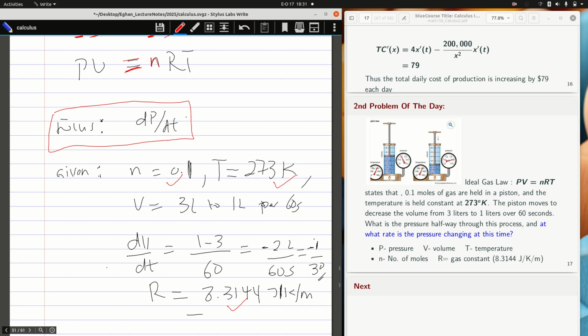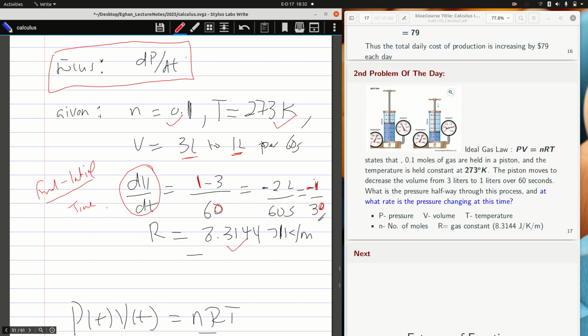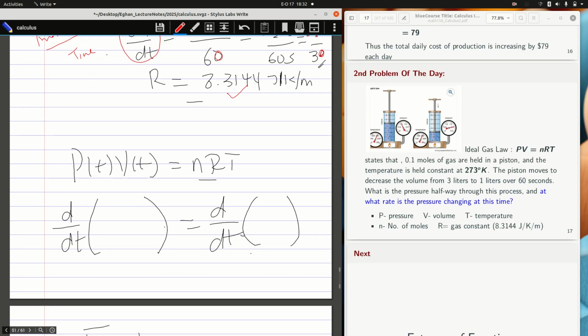The V is given as it has moved from 3 liters to 1 liter, so that is 2. We're also given the small change in V, so it is 1. Taking the difference is always the final minus the initial, so over the time, 1 minus 3 over 60, and that will end up giving me negative 1 over 30 per second. And so these are given, and so you go back and write your relation. Now because you are looking for the dP/dt, it means that you must introduce your independent variable t, and the dV/dt is also given, so we introduce them here.